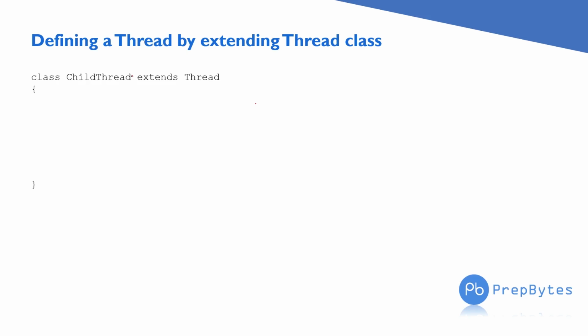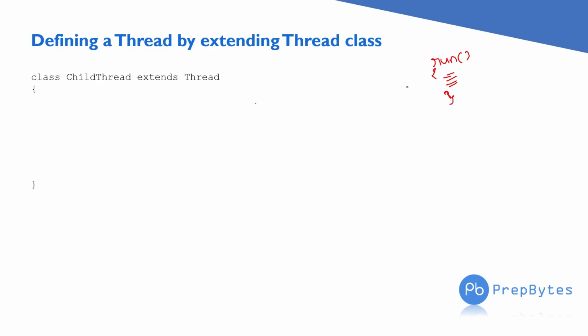Next, what we have to do is override the run method. The Thread class contains a method known as run, okay? The Runnable interface contains the method known as run, but it is an interface. It does not implement it. But the Thread class implements it, and there is not a single line of code inside of it.